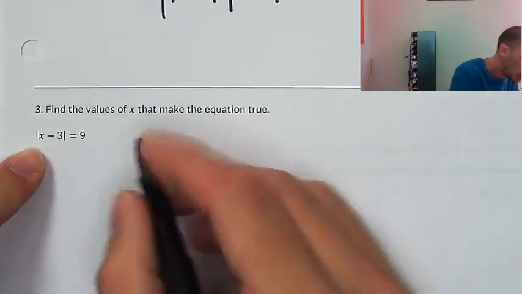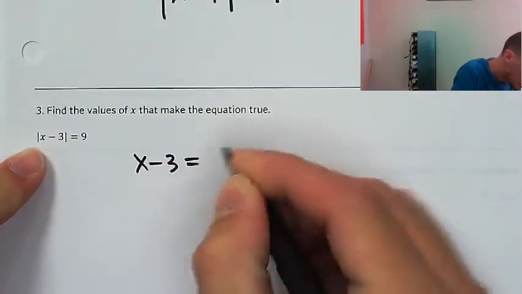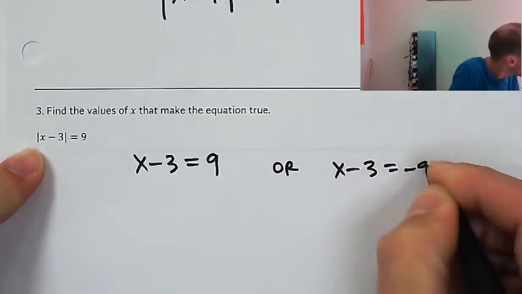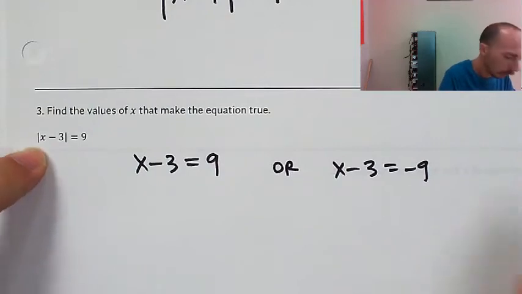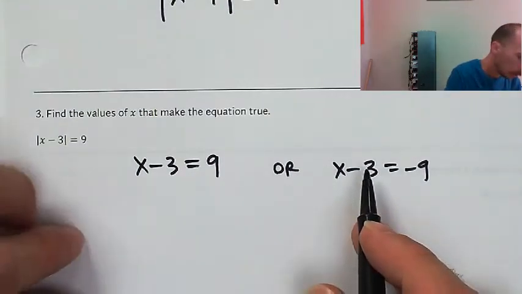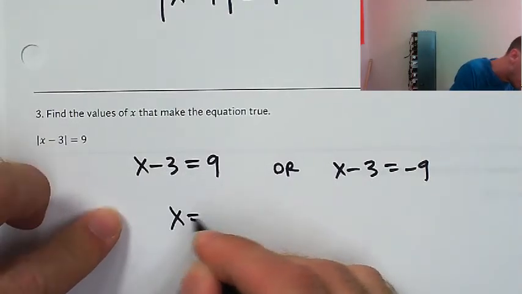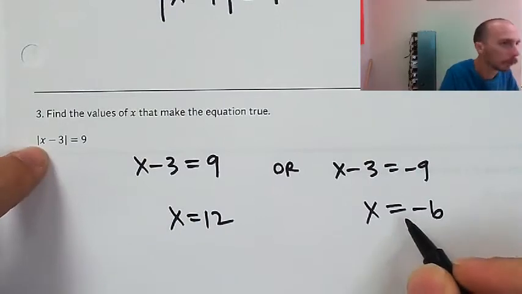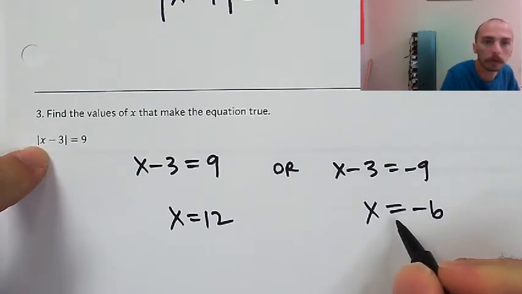Well, if the absolute value of a number is 9, then that number is either 9 or that number is negative 9. And I'm going to add 3 to both sides. Add 3 to both sides. Mentally check my answer and move on.